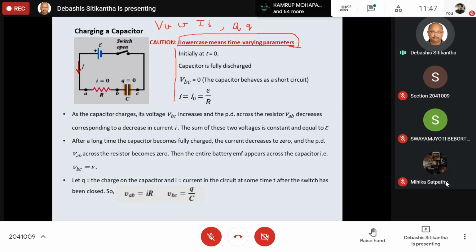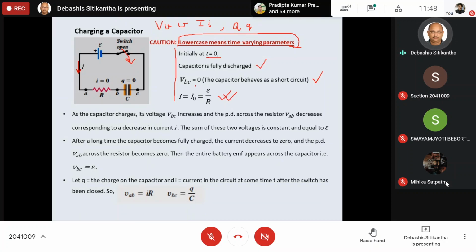Now, have a look at this circuit. Here I am having an EMF source. It is connected to the RC circuit in series, and I have a switch. Now the switch is initially open. At time t equal to 0, the switch is open. The capacitor is fully discharged. Since it is fully discharged, your VC is equal to 0, that is, the voltage across the capacitor is equal to 0. The current i is equal to E by R. Now this is not true. The moment I close the switch, this will become true.